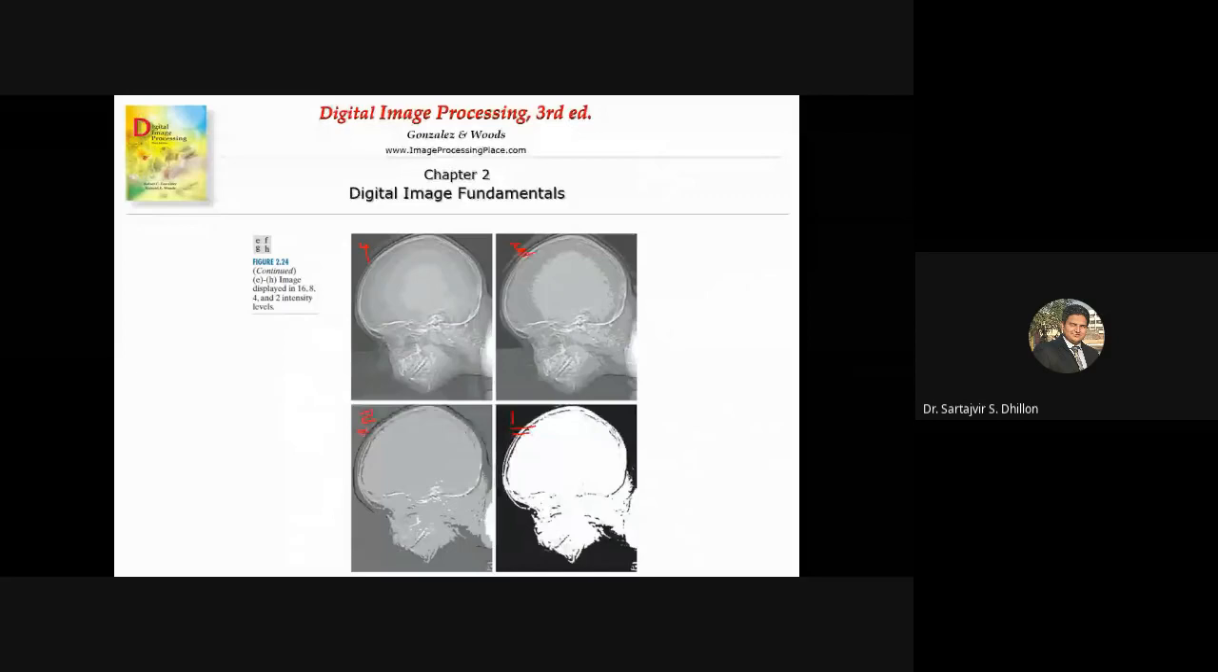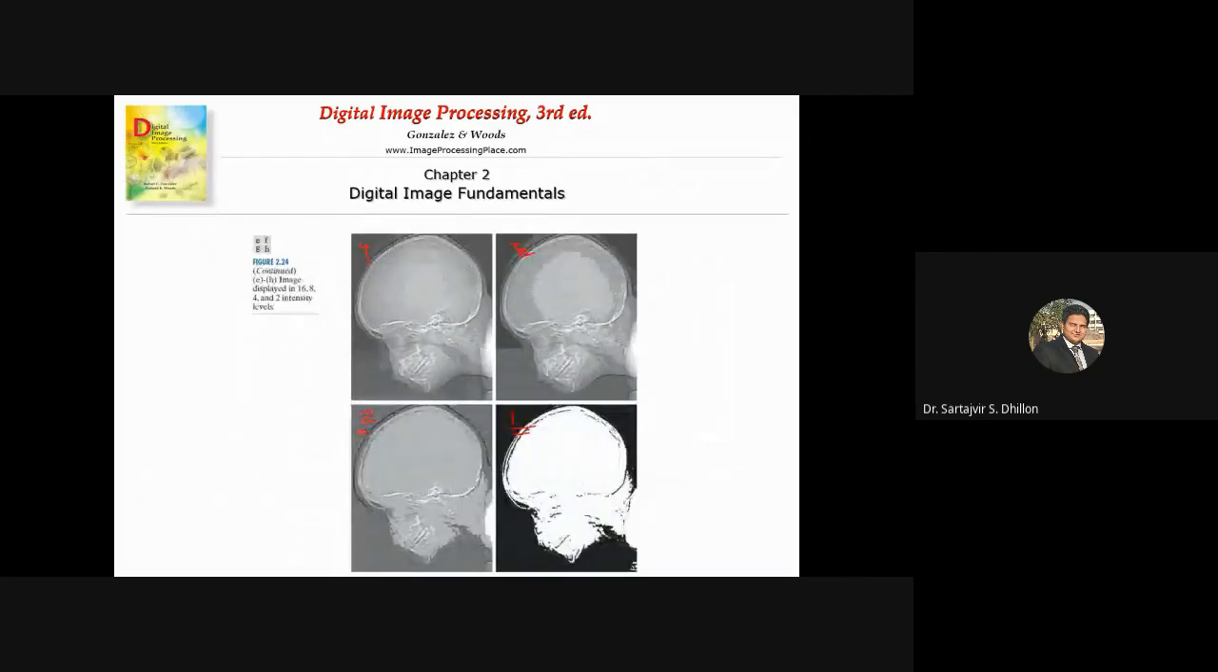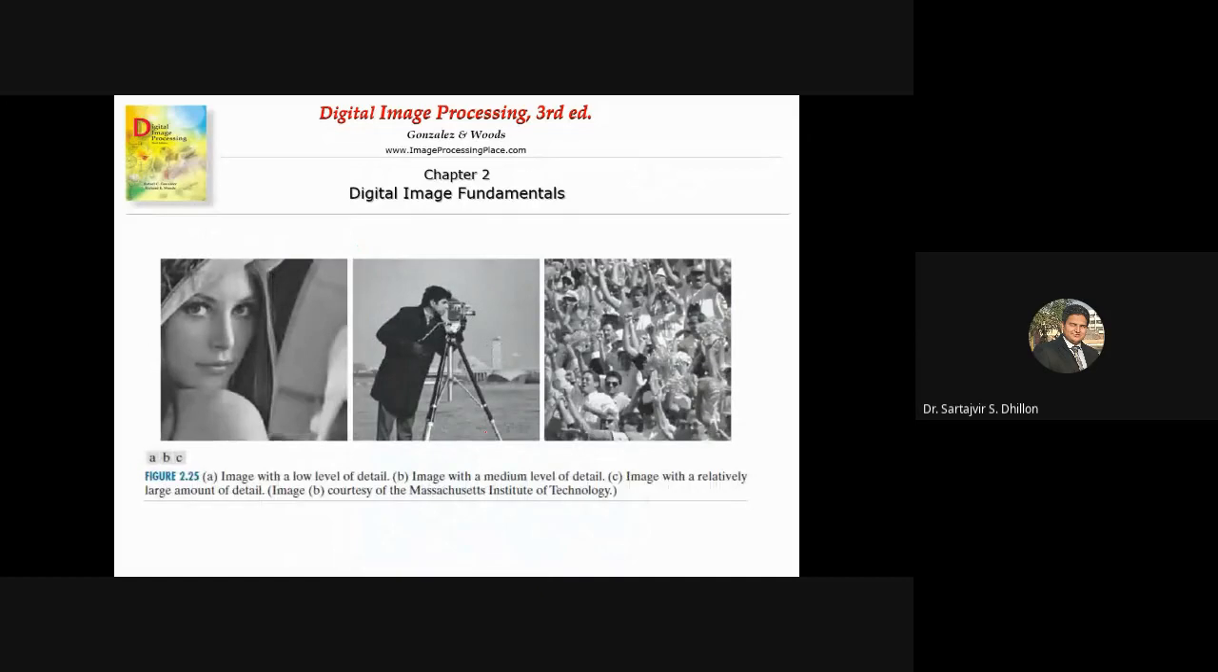Definitely 1, 2, and 3 bits are not sufficient. But yes, the fourth one is a little bit more effective as compared to the 3-bit, 1-bit, and 2-bit, and the 8-bit is far better as compared to the 7, 5, and 6-bit images. So hopefully you can recognize the difference between these gray levels and how it can improve the image.